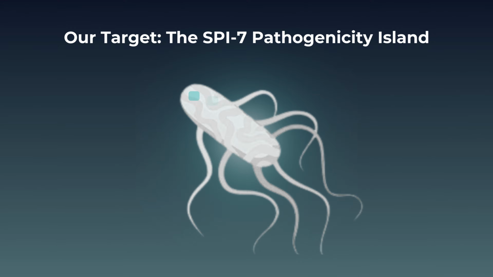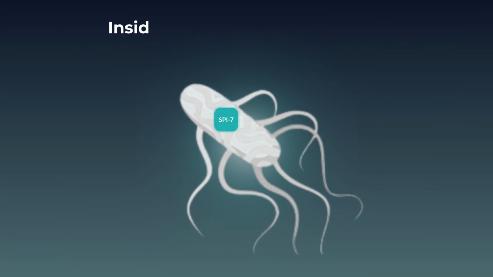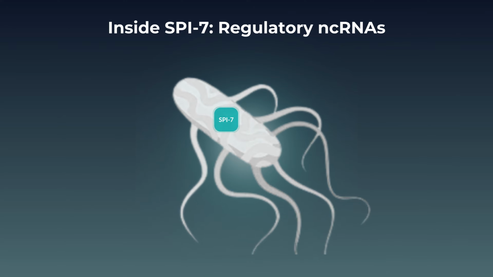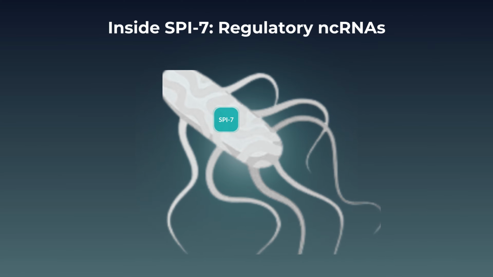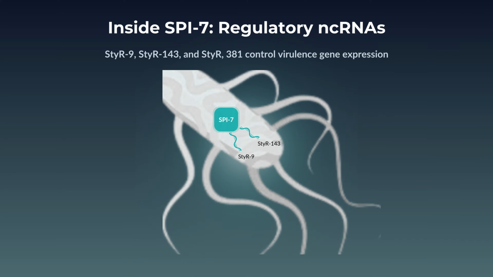To tackle this challenge, our research focuses on the SPI7 pathogenicity island, a region in Salmonella Typhi that carries important virulence genes. In SPI7, there are many non-coding RNAs, but three have been identified which can regulate genes critical for infection, which are STYR9, STYR143, and STYR381.